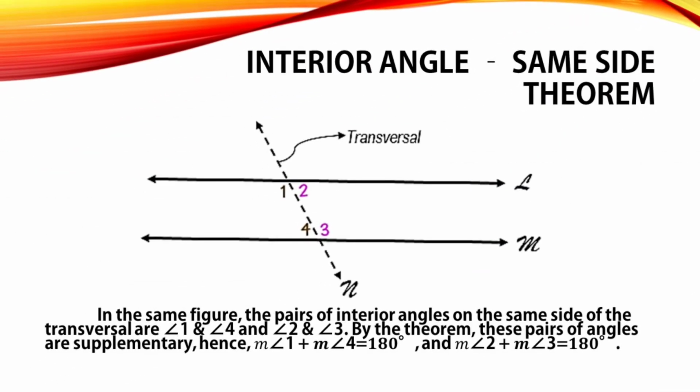Let's again consider this illustration. So in the same figure, the pairs of interior angles on the same side of the transversal are angle 1 and angle 4, angle 2 and angle 3. By the theorem, these pairs of angles are supplementary. Hence, the measure of angle 1 plus the measure of angle 4 is equal to 180 degrees, and the measure of angle 2 plus the measure of angle 3 is equal to 180 degrees.